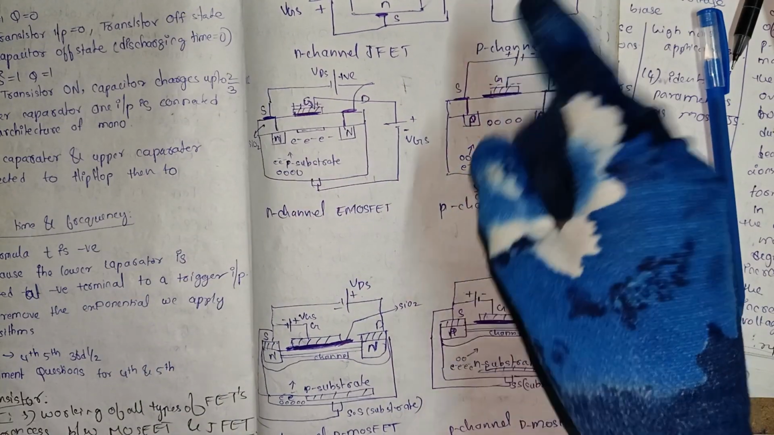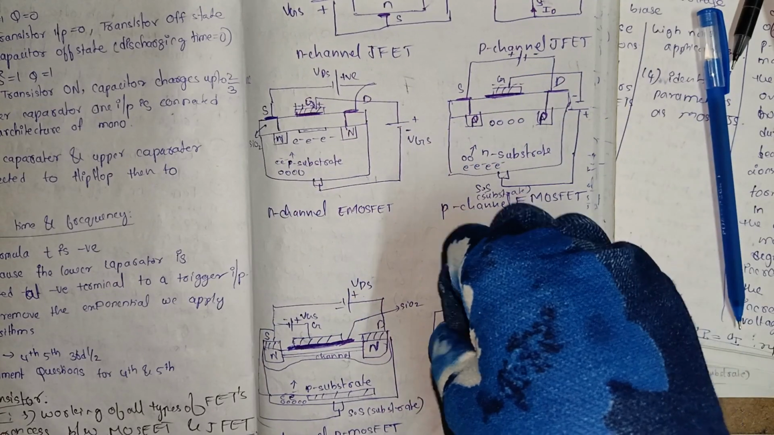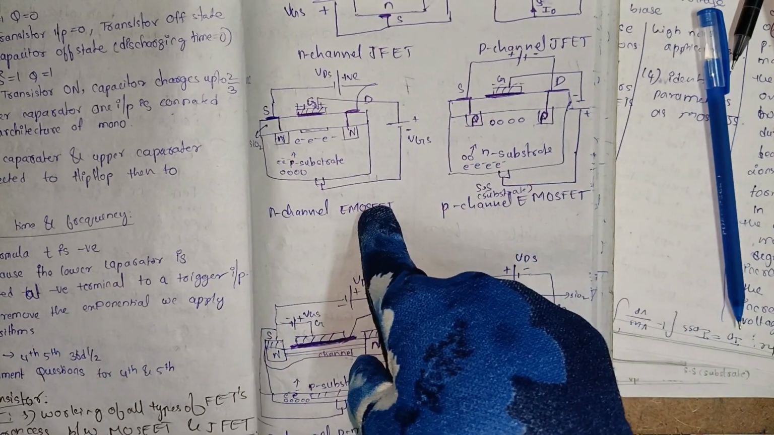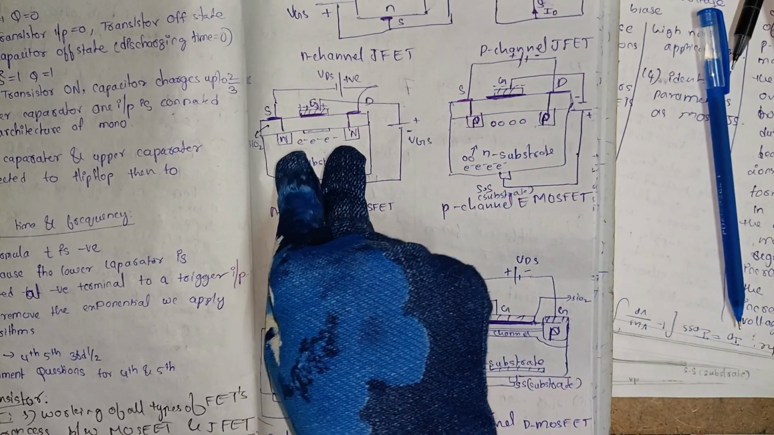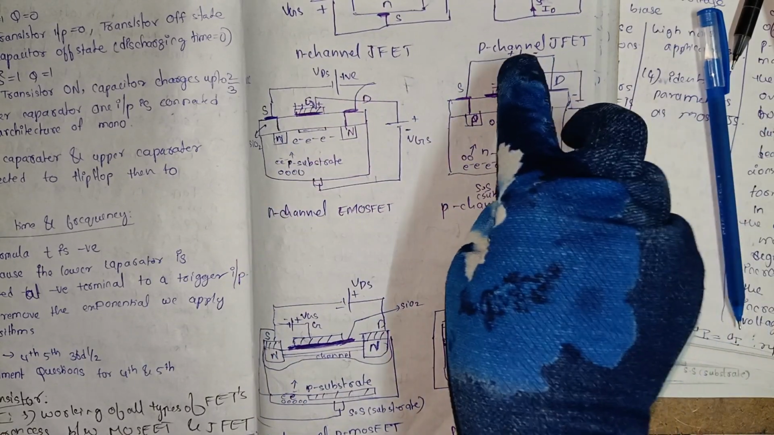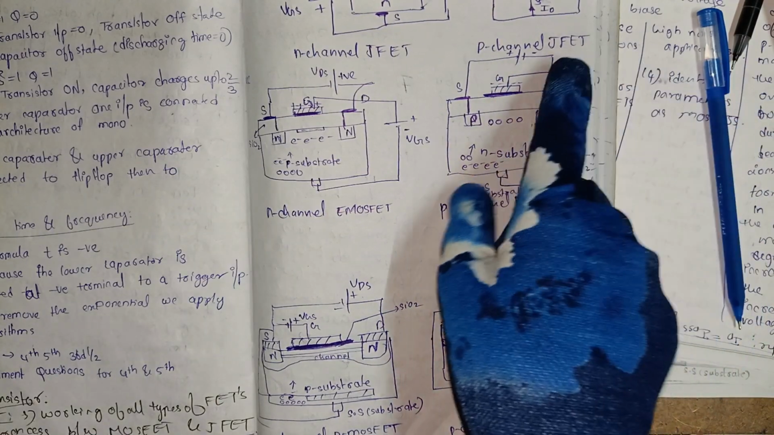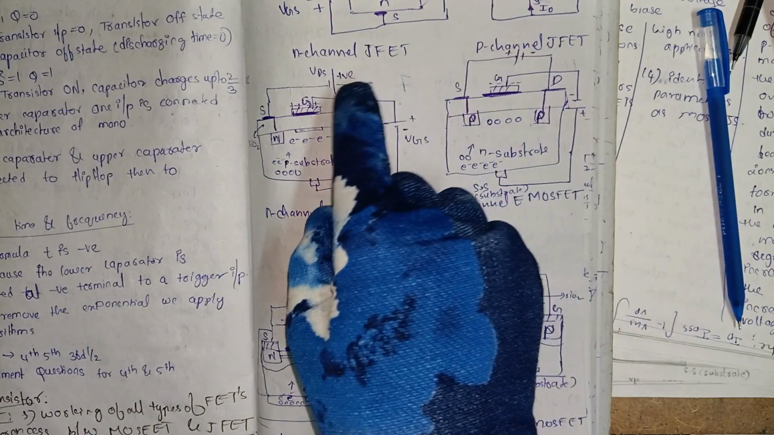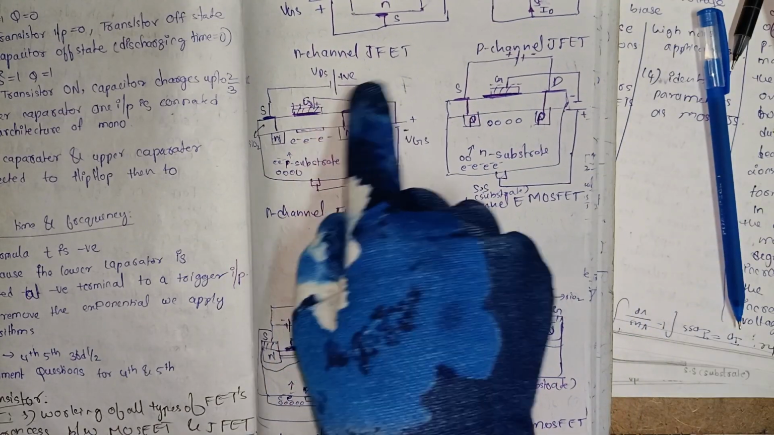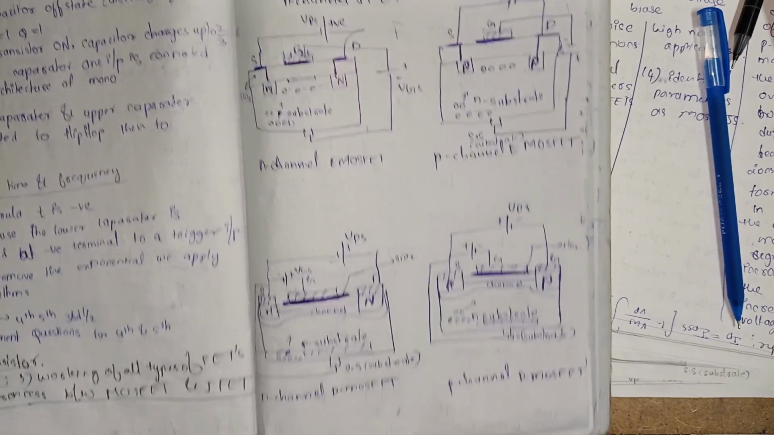This is totally opposite constructed to the N channel E MOSFET. Here two P channels are there, here two N channels are there, and voltage is also reversely connected, totally opposite connected. Here also same.